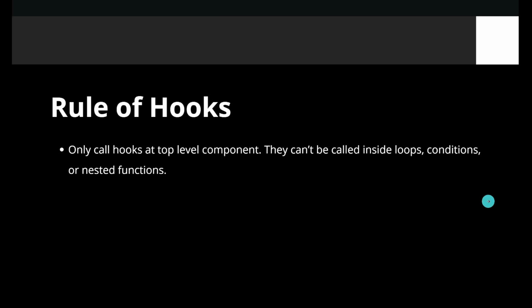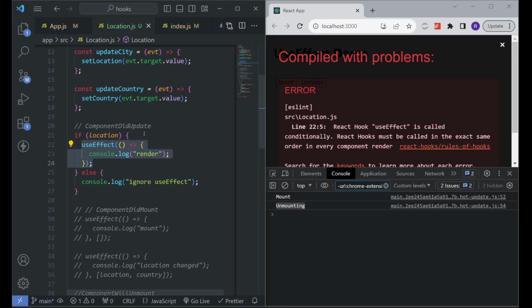Now let's talk about the rules of hooks. The first rule says that you can only call the hooks at the top level of your component. You cannot call them inside loops, within conditions, or within nested functions. So let's see an example. Here I have used the useEffect hook within an if-else condition, right? If the location exists, only then am I adding this hook. Now you can see that if we do that, then ESLint gives an error over here. Similarly, you'll get an error even if you use it within a loop or a nested function.